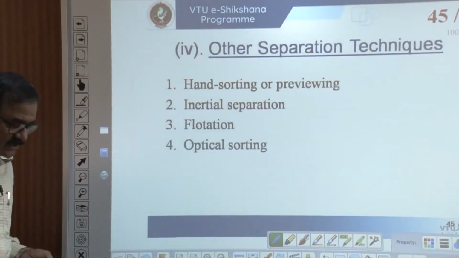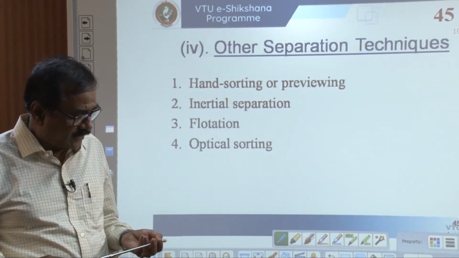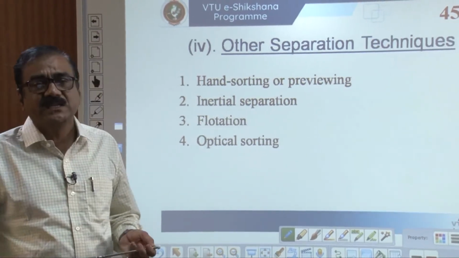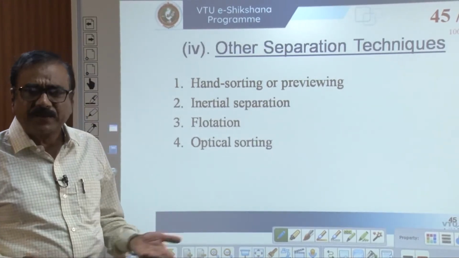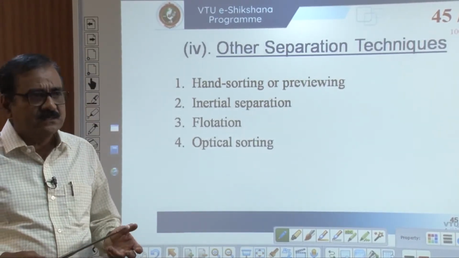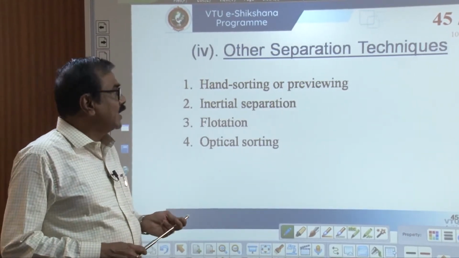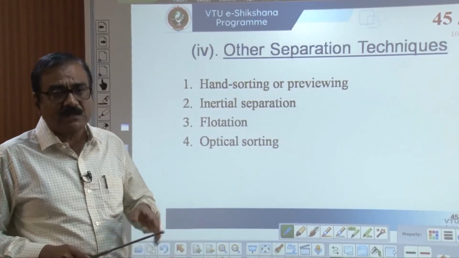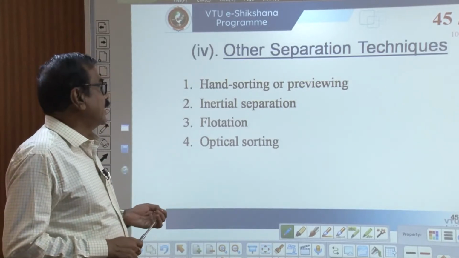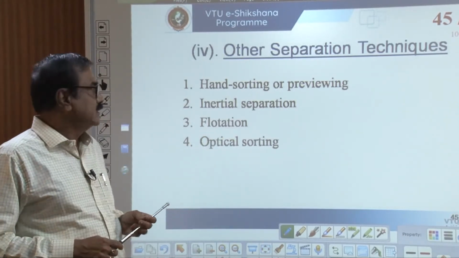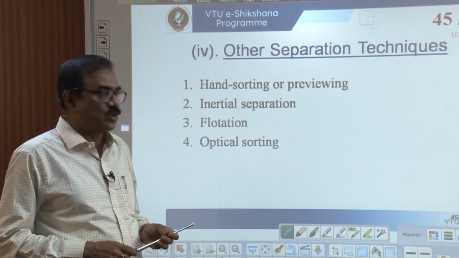So as I told, these are some miscellaneous techniques, and we call them other techniques of component separation, depending upon the situation you are going through. There are typically 4 methods. One is hand sorting or manual sorting, also known as preweaving, and then inertial separation, more or less like a density separation, flotation and optical sorting.